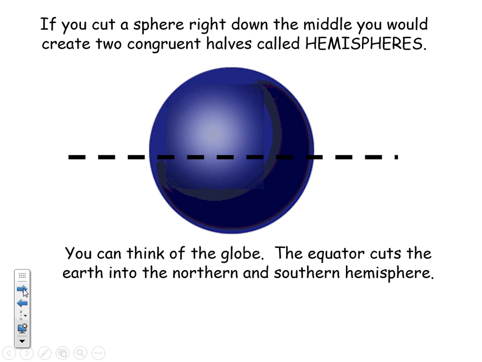Now, when we think of hemispheres, we can think about a globe. An equator cuts the Earth into the north and south hemisphere. So make sure you guys know this. When we cut it in half, it's called hemispheres. Okay, we're going to have two hemispheres. So if you want to write that down, you can. If you know it, you don't have to write it down.